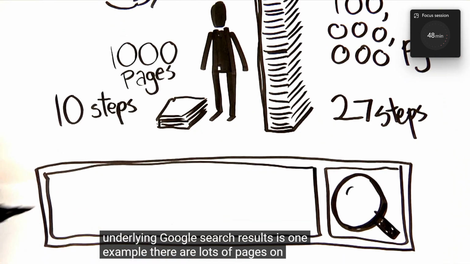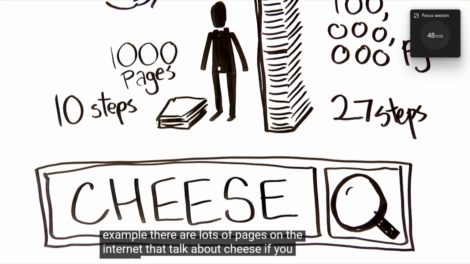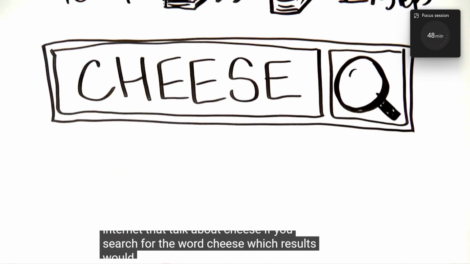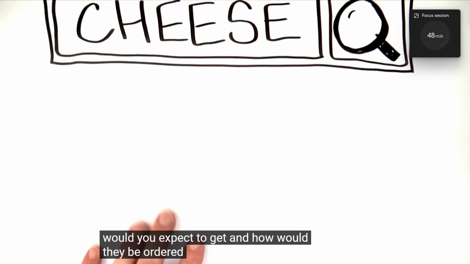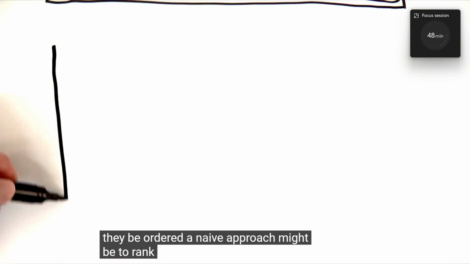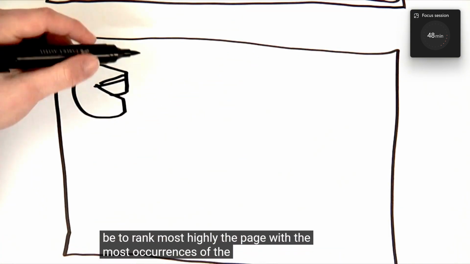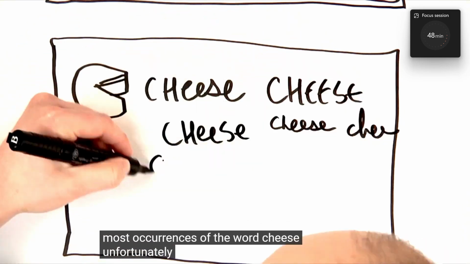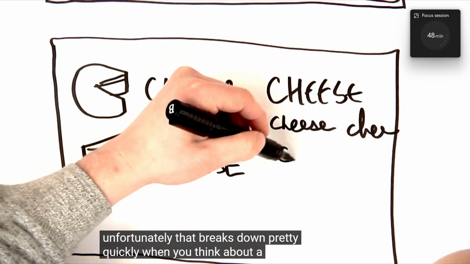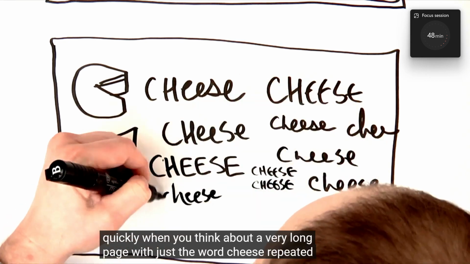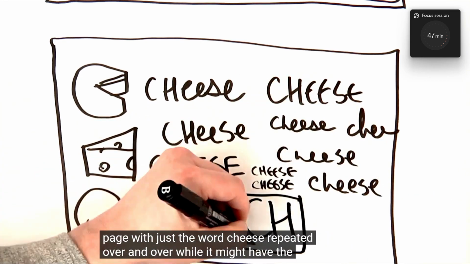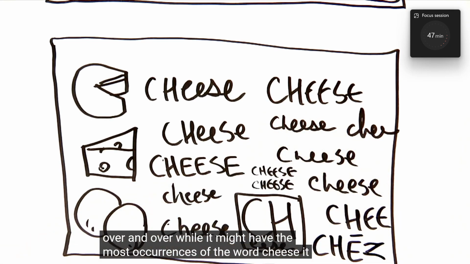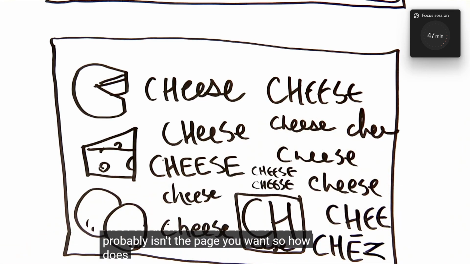There are lots of pages on the internet that talk about cheese. If you search for the word cheese, which results would you expect to get and how would they be ordered? A naive approach might be to rank most highly the page with the most occurrences of the word cheese. Unfortunately, that breaks down pretty quickly when you think about a very long page with just the word cheese repeated over and over. While it might have the most occurrences of the word cheese, it probably isn't the page you want. So, how does Google do it?